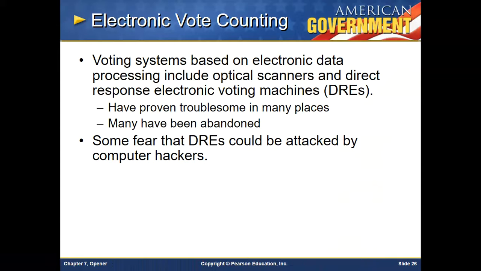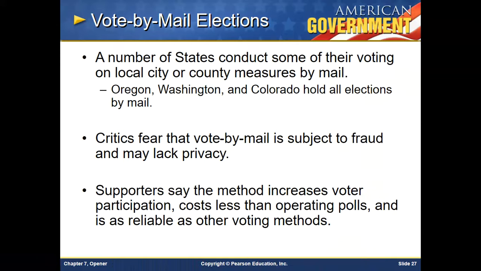The other one is the direct recording electronic machine. These actually work a lot like ATMs, where you make a choice by touching a touch screen. Sometimes there's problems with these also. Sometimes they malfunction on voting day, and so it makes it kind of difficult to do that. Some fear that they could be hacked. A number of states have gone to voting by mail and only using mail. In fact, Oregon, Washington, and Colorado hold their elections entirely by mail. Some critics fear that voting by mail might lead to fraud as well.